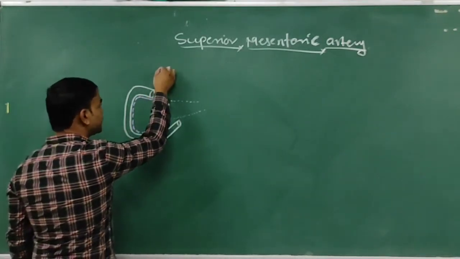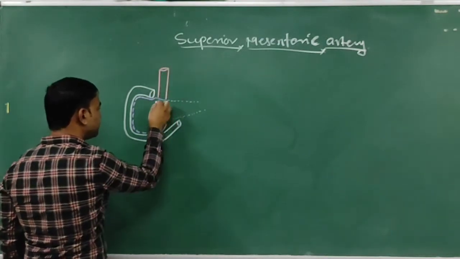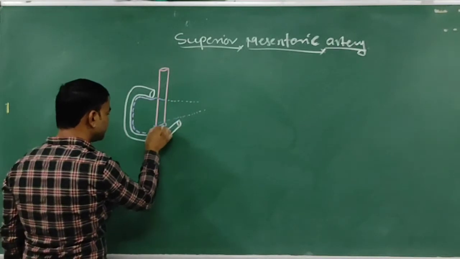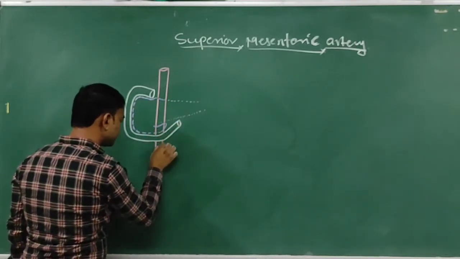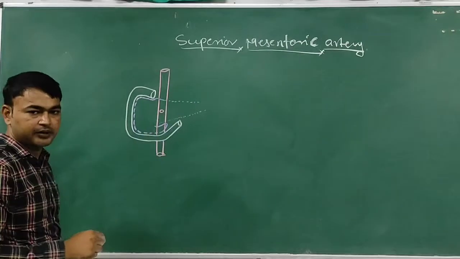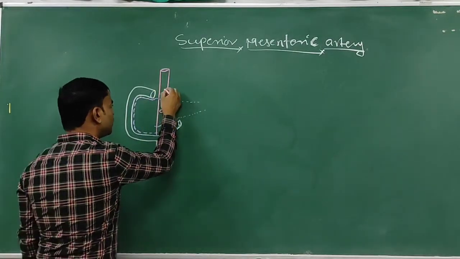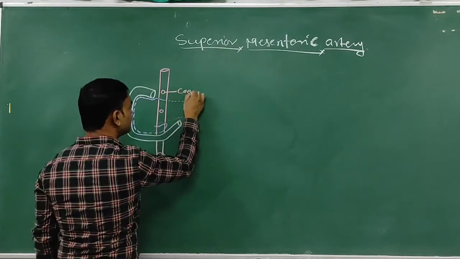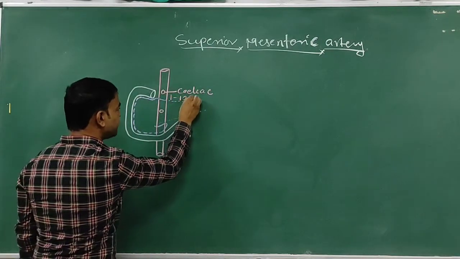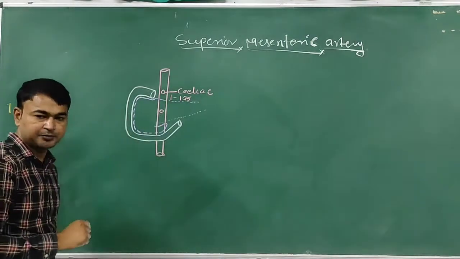The superior mesenteric artery takes origin from the abdominal aorta. This is the abdominal aorta, and behind the neck and body of the pancreas is the origin of the superior mesenteric artery. It is below the celiac trunk, about 1 to 1.5 centimeters below the celiac trunk.